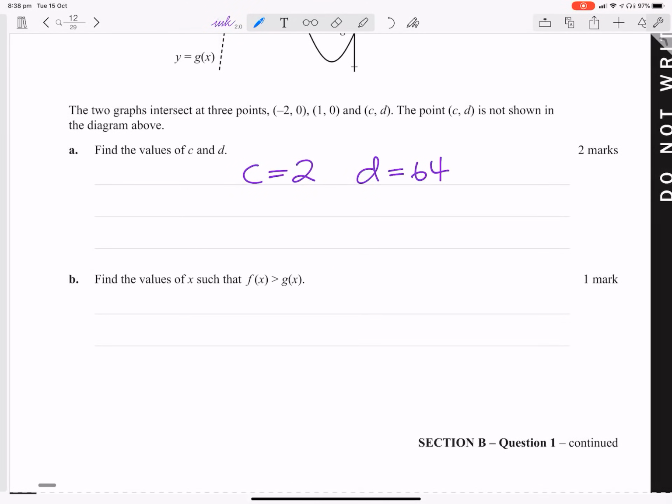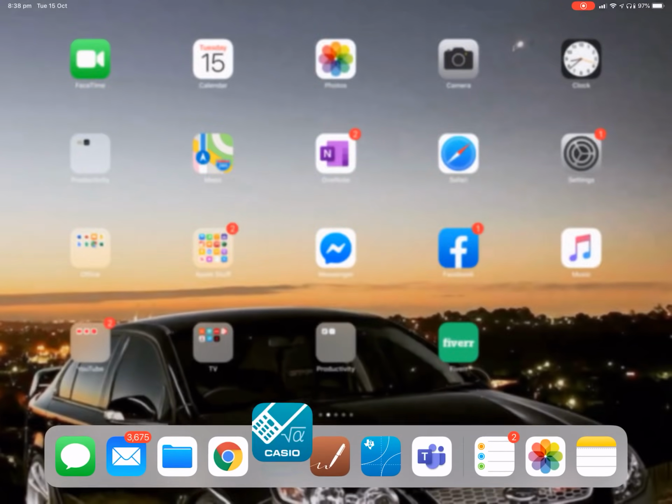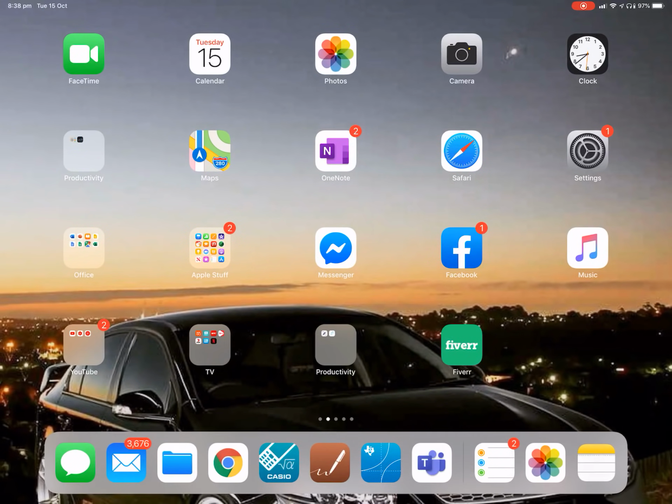Find the values such that f of x is greater than g of x. So just CAS it. I can just actually grab the whole thing. f of x is greater than g of x. x is less than negative 2, or x is greater than 2. Oh, this is really annoying. x is less than negative 2, or x is greater than 2.